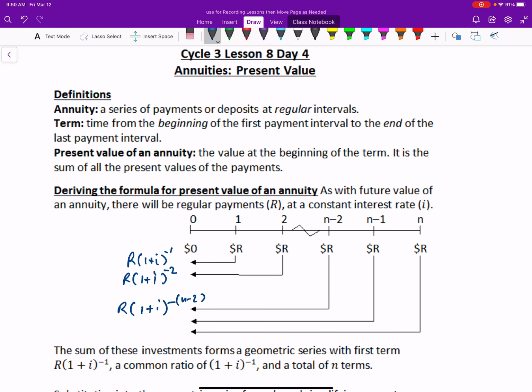In this lesson, we are going to continue with financial applications. Actually, we're going to conclude what we're going to do with them. Last lesson, we looked at future value of an annuity. The logical next and final step is present value of an annuity.